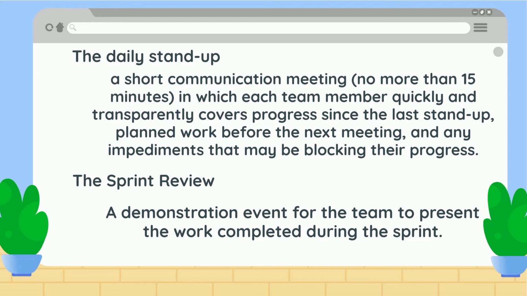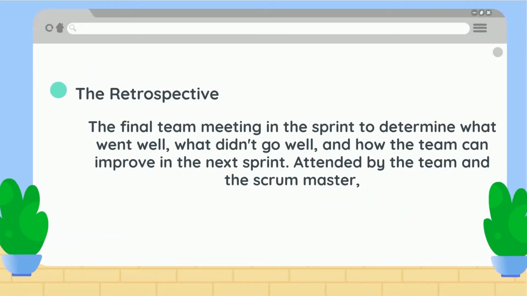The Sprint Review. A demonstration event for the team to present the work completed during their sprint. The Retrospective. The final team meeting in the sprint to determine what went well, what didn't go well, and how the team can improve in the next sprint. It is attended by the team and the Scrum Master.